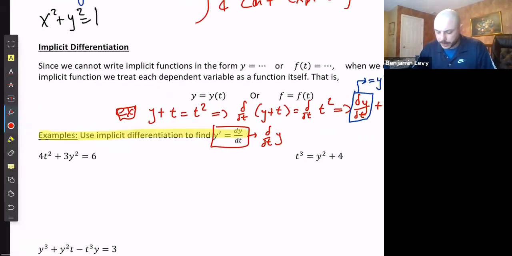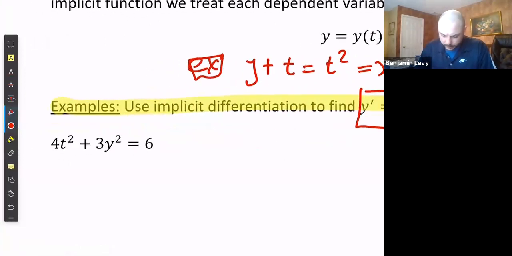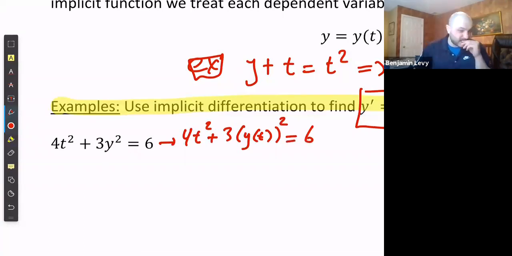And so let's look at this first example here. I'll zoom in on this one and slide it over. Great. So it's implicit because we've got t and y on the same side. We don't have something that says y equals. And the way we're thinking about this is y is a function of t, so really thinking about this like y of t squared. And so if we differentiate this, this is going to end up being a chain rule.